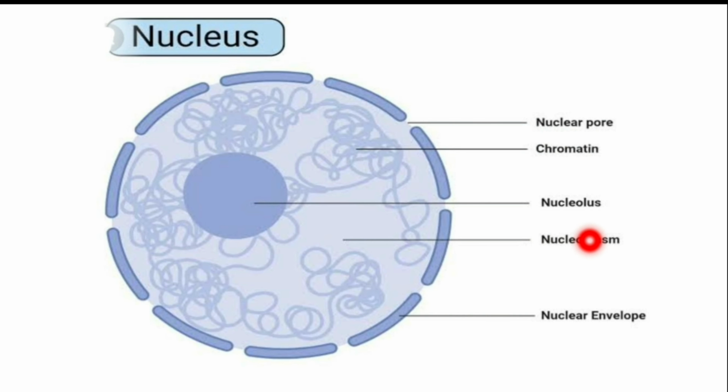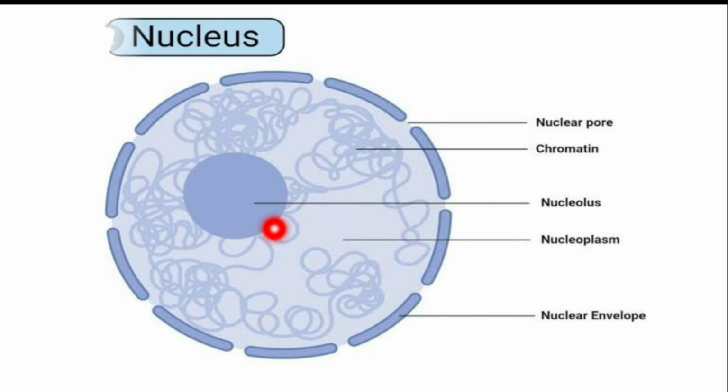Now, the nucleoplasm. It is a transparent and alkaline semifluid in which chromatin material and nucleoli is present. Now, the chromatin network. These are the chromatin network which are situated in the nucleoplasm. The chromatin network make chromosome during cell division and contain DNA.